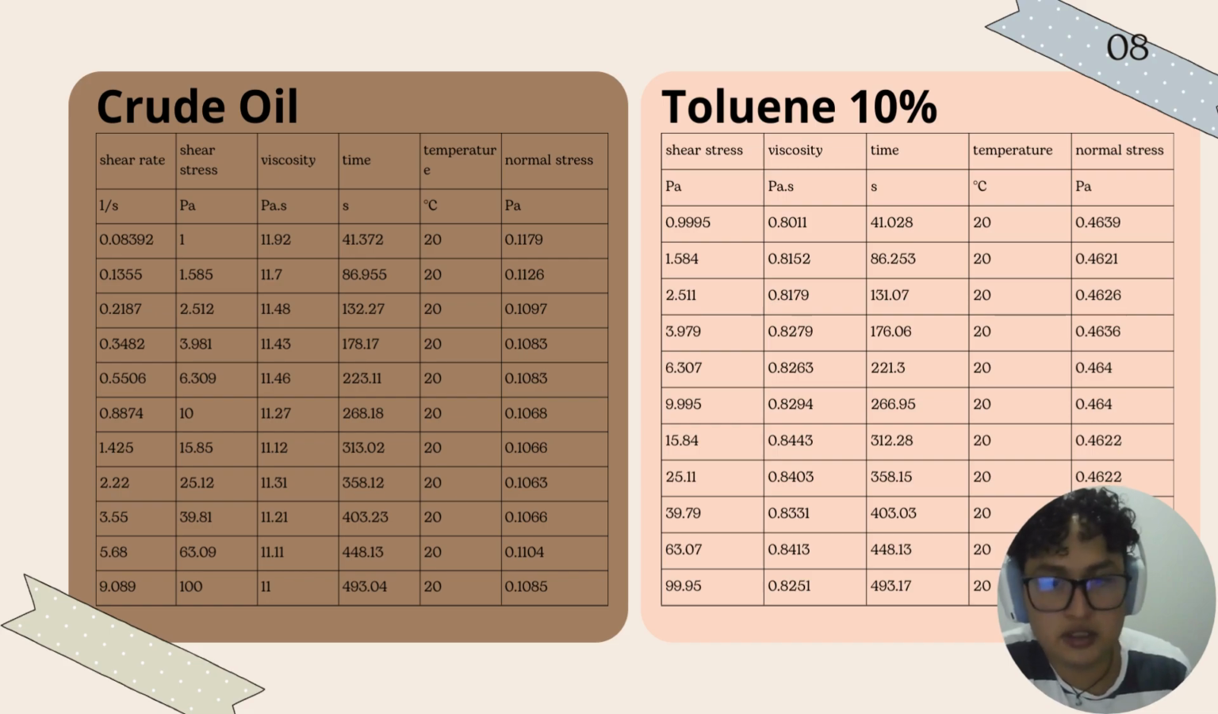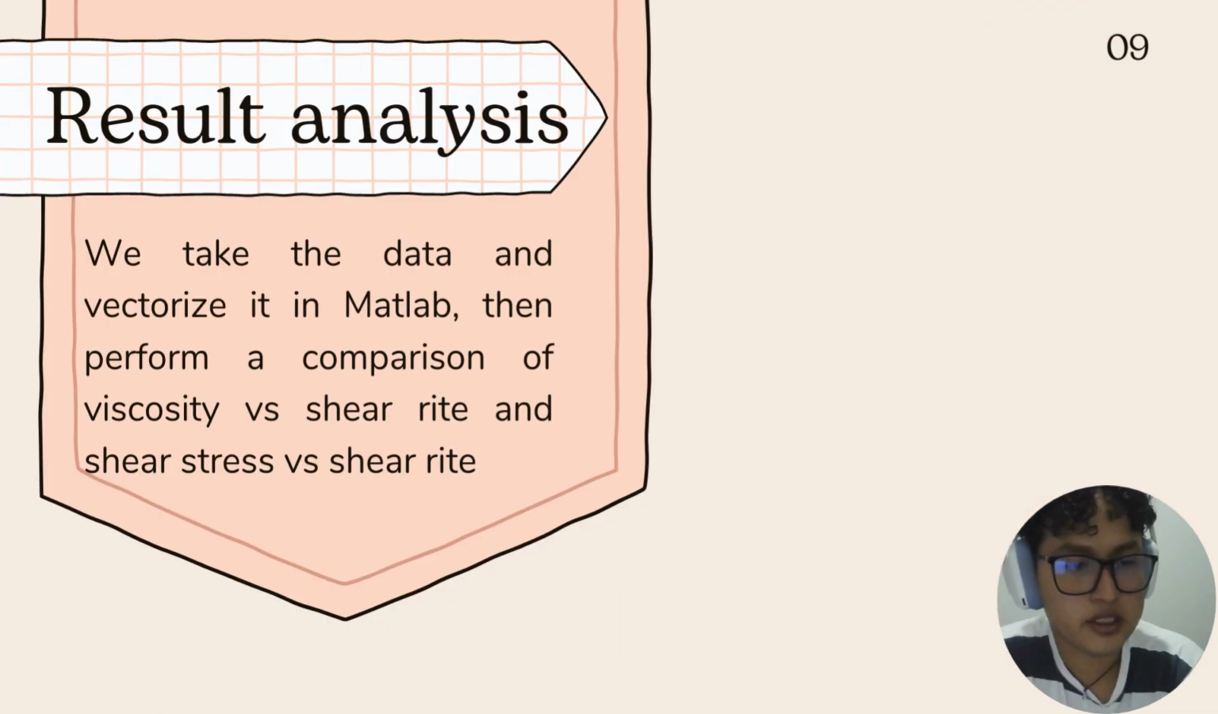Or it measures the force per unit area applied to the material. And finally, the viscosity, obviously, is the most important because we are checking if we can reduce it. The viscosity is the property of a material that describes its resistance to flow when subject to a shear stress. Specifically, we have seven tables. The first is the crude oil, and the rest of the tables are our two diluents at concentrations of 3%, 5, 10, and 15%.